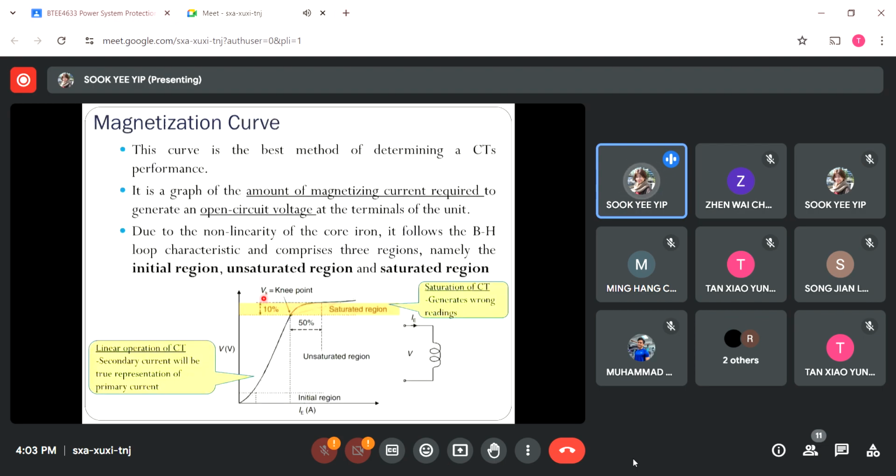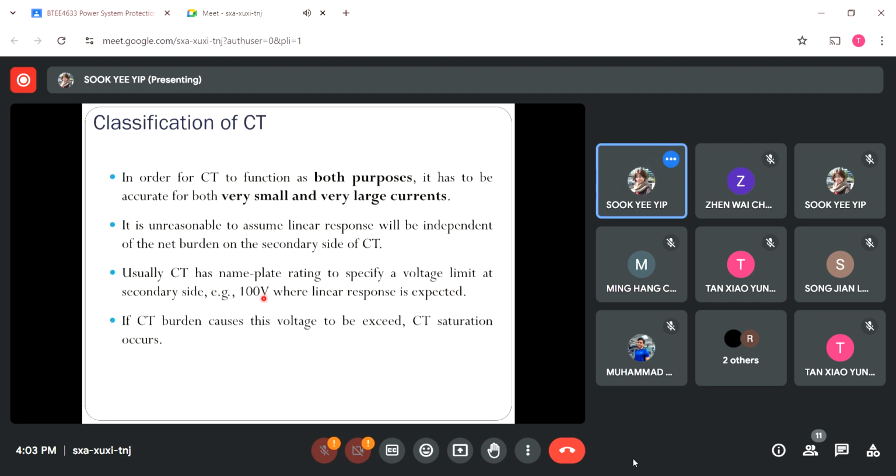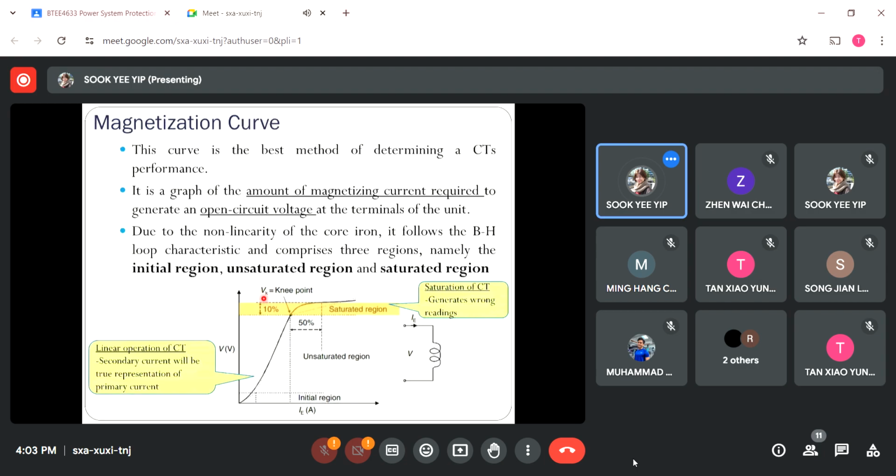I think it's the 1 hour mark right now. I will give you a 5 minute break, then I will proceed with the topic of magnetization curve. Any questions before I give you the break? Hello? I see no response, so no questions. So let's take a 5 minute break and come back to the class here at 4:08 p.m. or 4:10. Okay, so let's break.